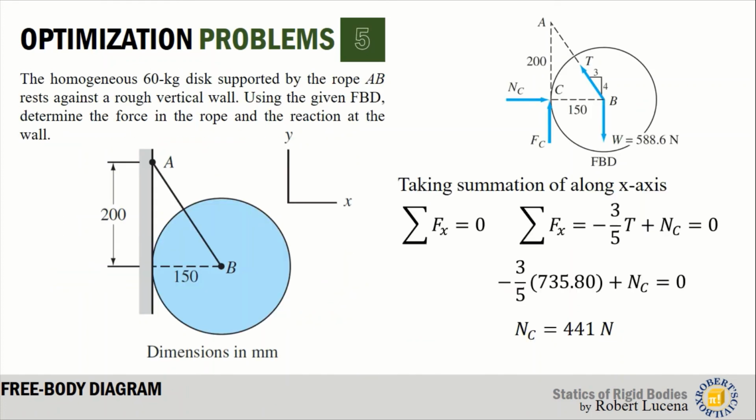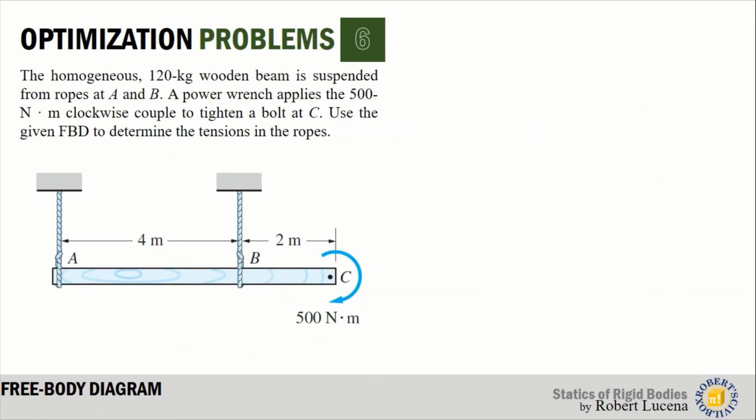Okay? And for the last problem, a homogeneous 120 kilogram wooden beam is suspended from ropes A and B. A power wrench applies a 500 Newton meter clockwise couple to tighten a bolt at C. Use the given free body diagram to determine the tensions in the rope.